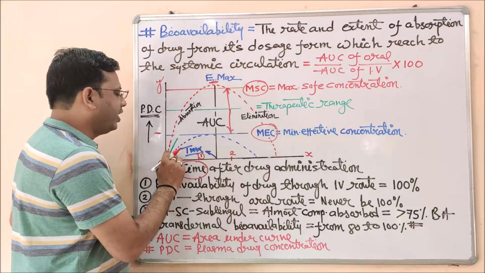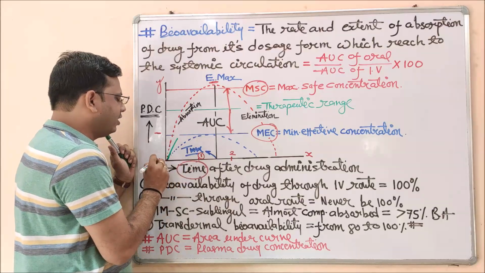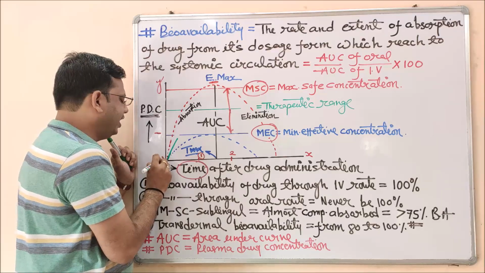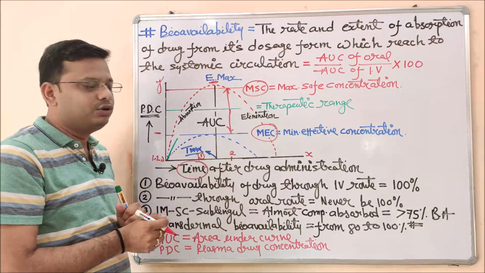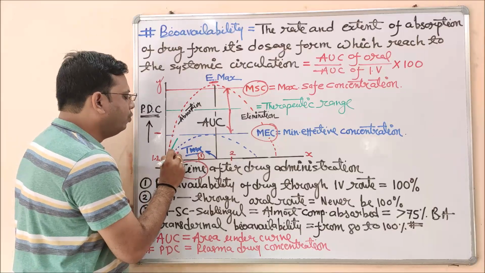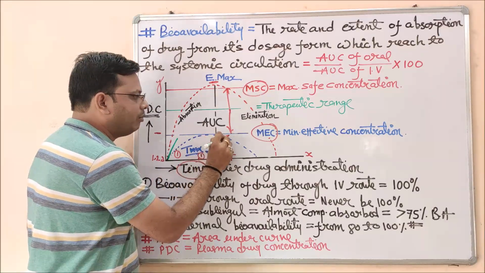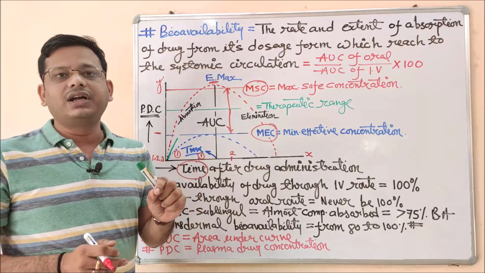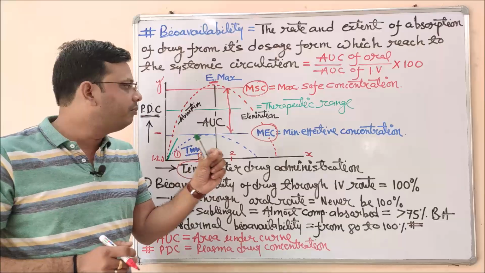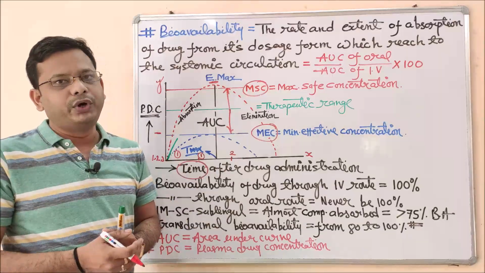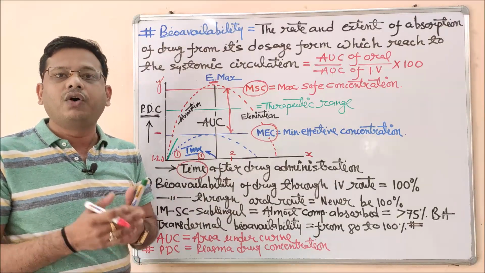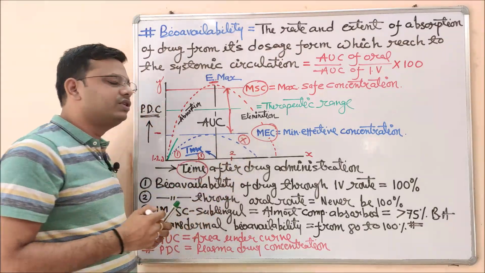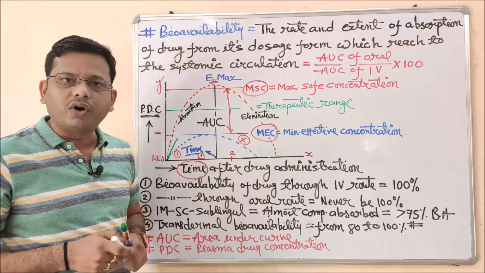We have three types of drug: blue, green, and the red one. So I have taken three drugs to explain the concept. The first case is the blue line. This blue line is not able to cross the MEC, the minimum effective concentration. If the drug is not able to cross the minimum effective concentration, how will it produce any biological, intended or desirable action? So this drug will not be able to produce any effect. So that is not important for us.